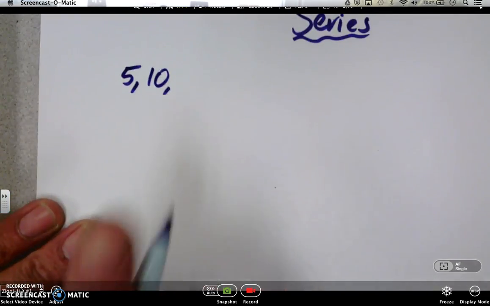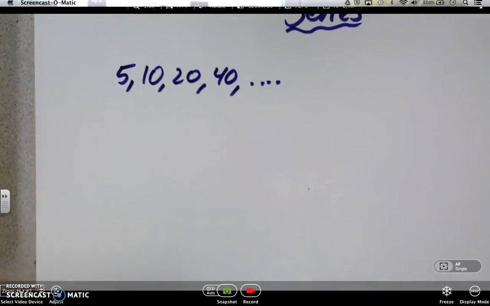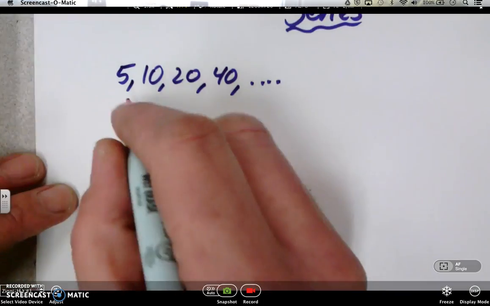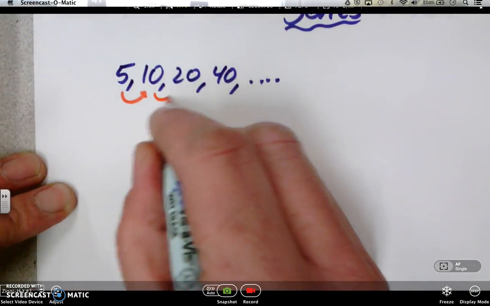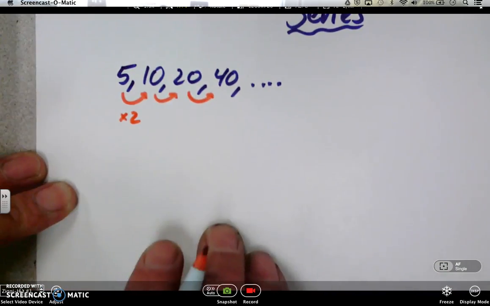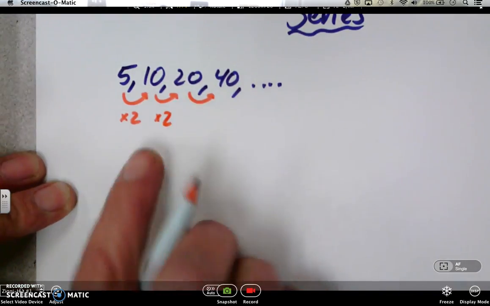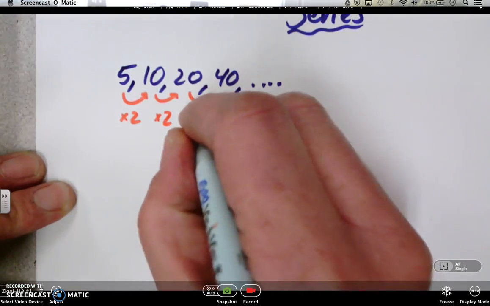Start with something like 5, then 10, then 20, then 40, and dot, dot, dot, dot. Okay, so that is geometric. And the way we can quickly tell is looking at how you get from one number to the next. From there to there, there to there, there to there. So from here to here is timesing by 2. Over here, from here to here is timesing by 2. That's what we're going to be looking for, is a constant change.